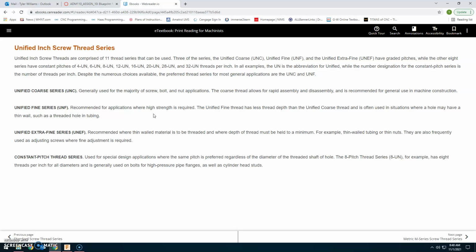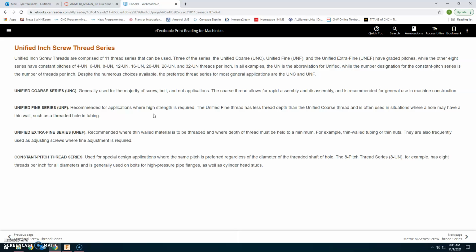So UNC is Unified Coarse Series, generally used for the majority of the screw, bolt, and nut applications. The coarse thread allows for rapid assembly and disassembly and is recommended for general use in machine construction. UNF is Unified Fine Series, which is recommended for applications where high strength is required. Unified fine thread has less thread depth than the unified coarse thread and is often used in situations where a hole might have thin walls, such as threading a hole in tubing.